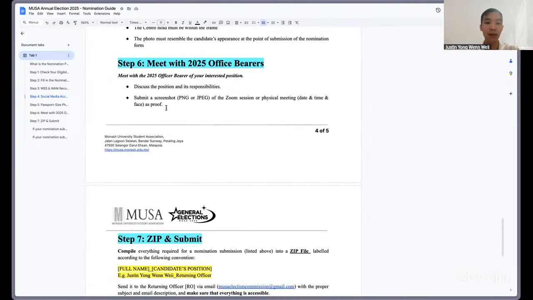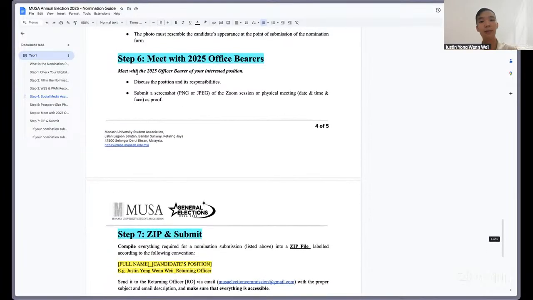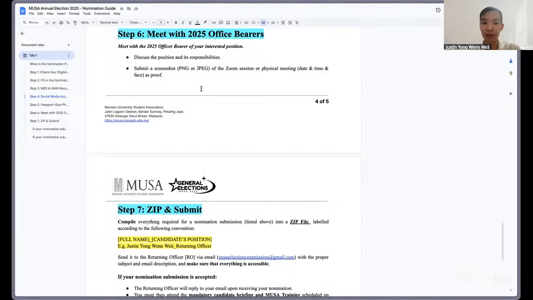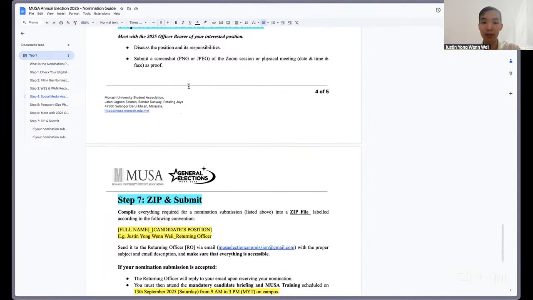And then this one is also really important. You are actually required to meet with your 2025 office bearers. So this is to discuss the position and the responsibilities for you to better understand the potential position that you'll be running for. And as part of this, you also need to submit a screenshot of either the Zoom session, or if you meet them physically, you are required to take a photo together as the proof that you have met your 2025 office bearers.